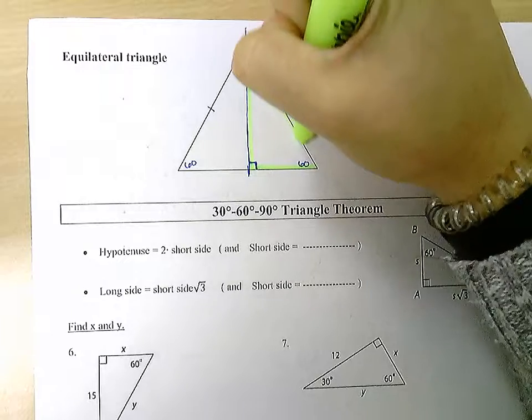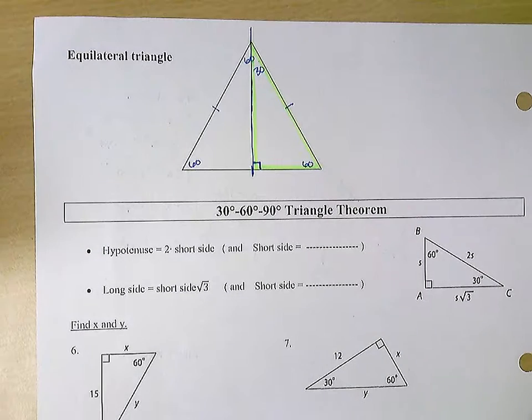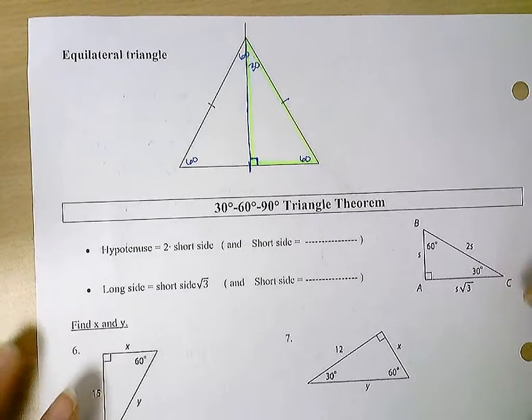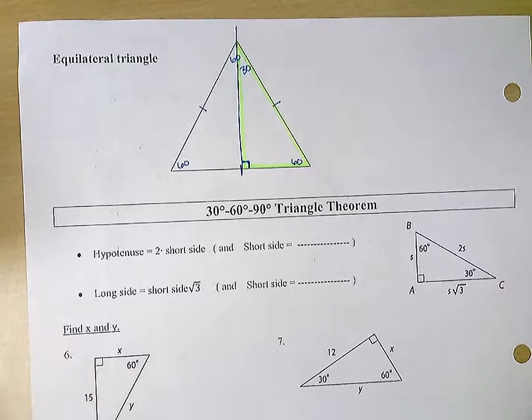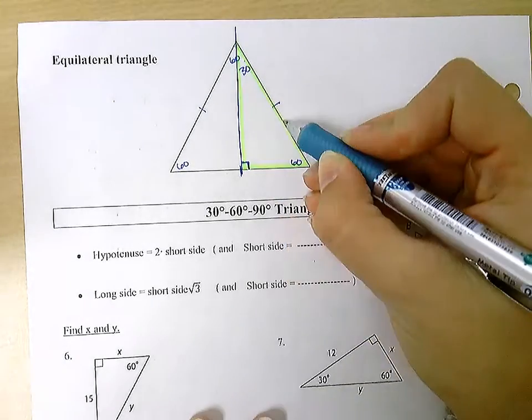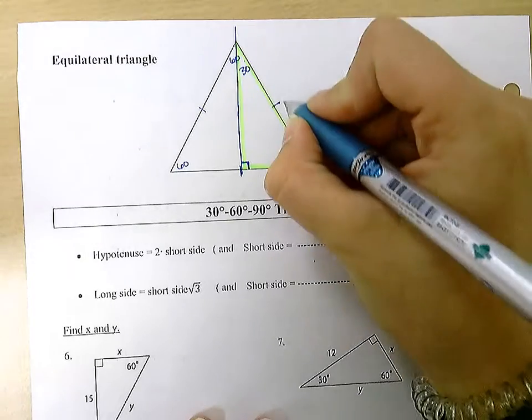Okay, so our next rule we're going to come up with are for 30, 60, 90 right triangles. Just like before, I'm going to label each of the sides. Opposite your right angle is your hypotenuse.